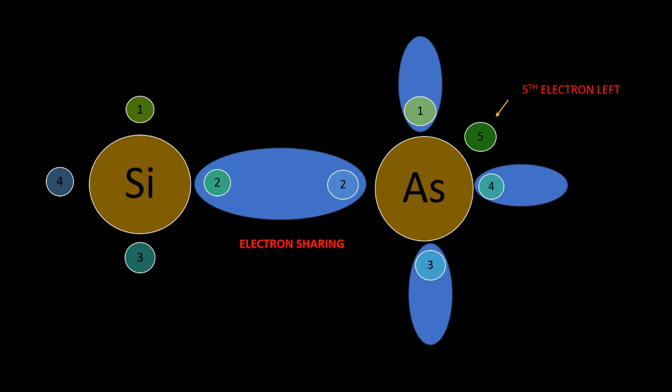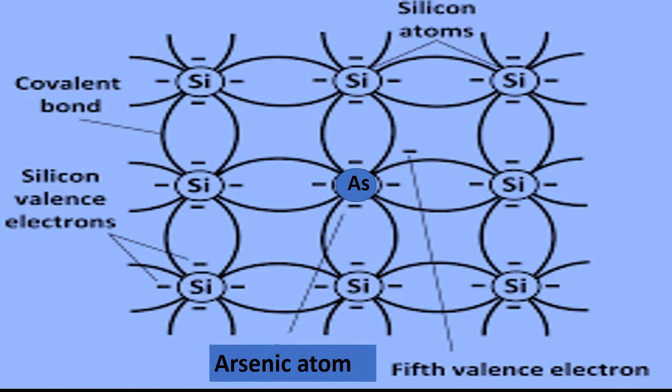See here, when these atoms are incorporated into the silicon lattice, 4 valence electrons are used to bond with the surrounding silicon atoms, leaving one valence electron free to move into the conduction band. Okay guys, the whole process looks like this. See here, one arsenic atom is pairing with 4 silicon atoms to complete its octet, but there is an electron, that is the 5th valence electron, left.